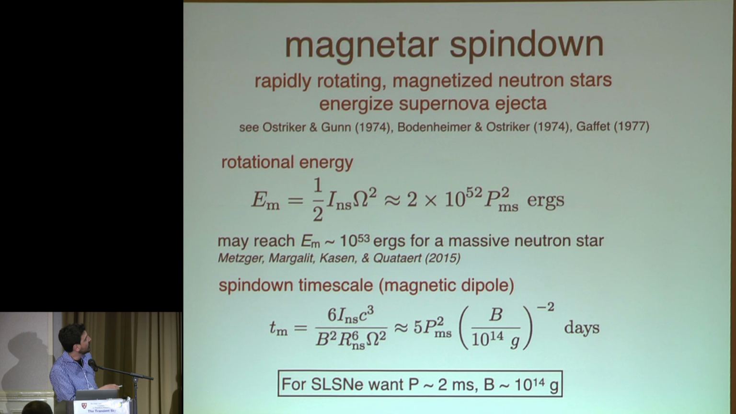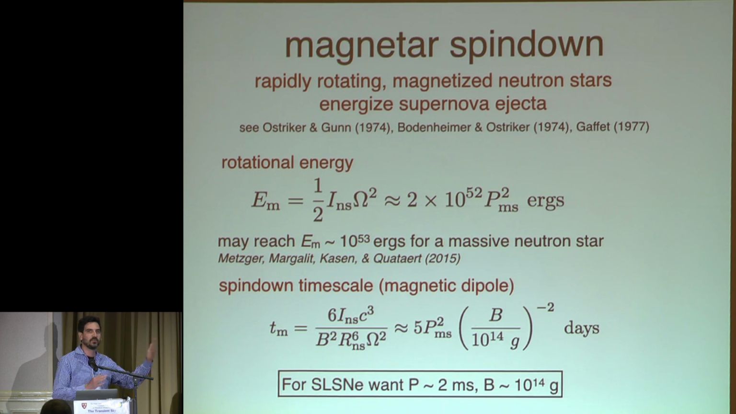And so the basic ideas go back to work done in the 70s, Ostriker, Gunn, and Bodenheimer and others, who thought maybe pulsars did everything. Maybe they gave the energy to blow up the supernova, maybe they powered the light curve. And the idea is you have a pretty high energy budget to play with. If you produce a neutron star spinning at millisecond rotation speeds, which is about the limit that the neutron star can spin before it starts shedding mass, you have energy of order a couple times 10 to the 52 ergs to play with in the kinetic energy of that spin. This may reach even higher, 10 to the 53 ergs, as recent work suggests for more massive neutron stars, depending on the equation of state.